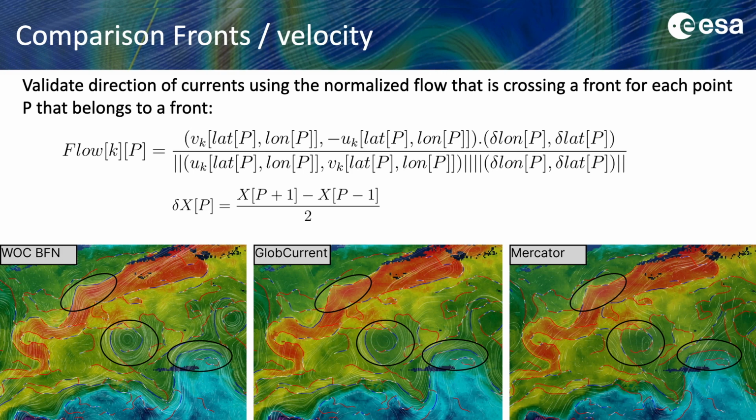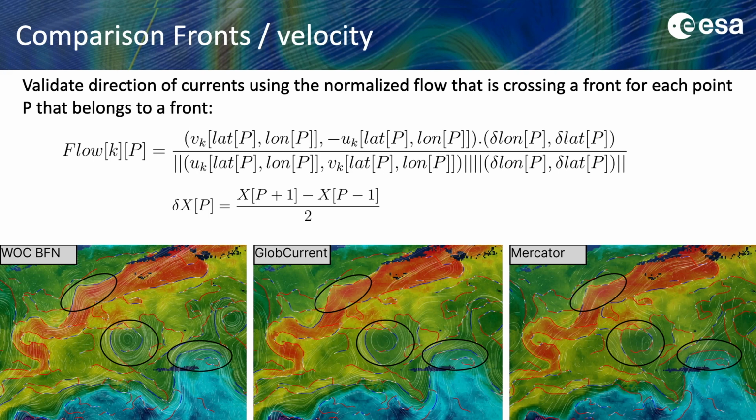Here we are analyzing three different products. From left to right, we are looking at data from the WOG BFN geostrophic current, the GlobCurrent CMEMS geostrophic current, and the Mercator CMEMS model at 1/12 degree. The sea surface temperature from SEVIRI has been used as a background image.